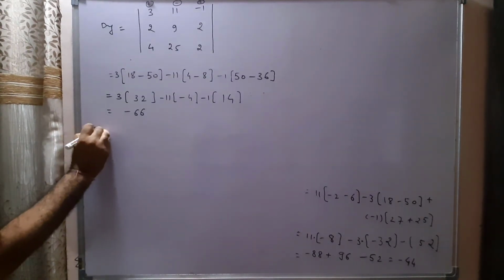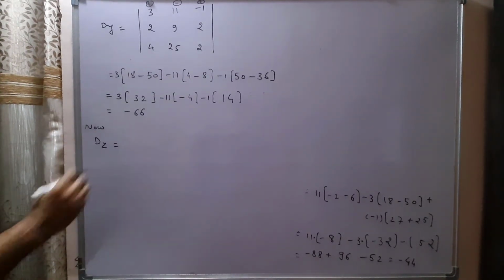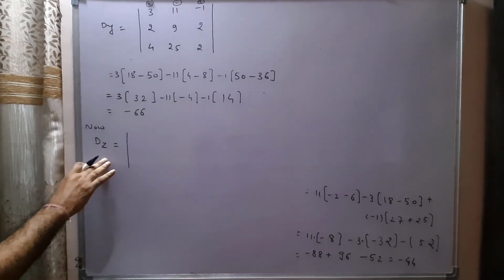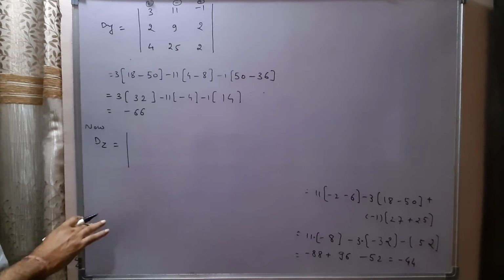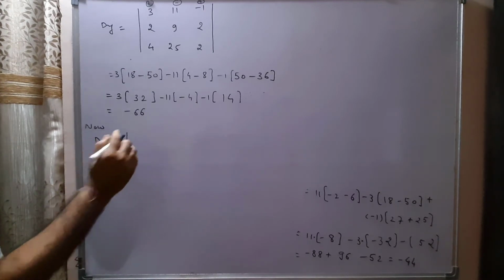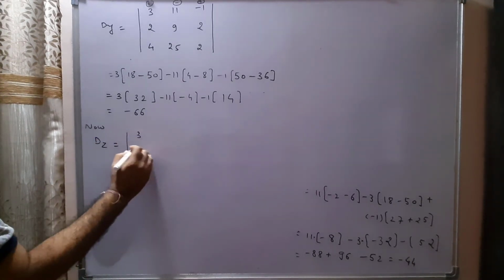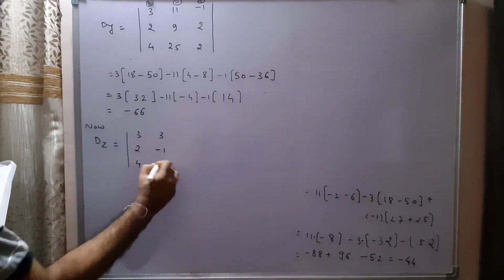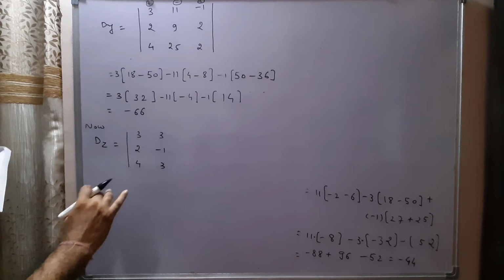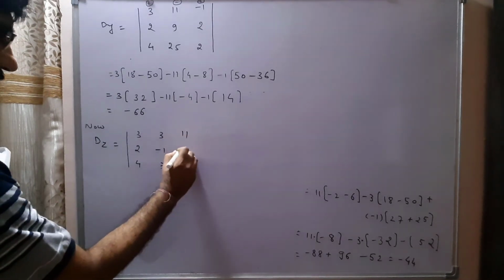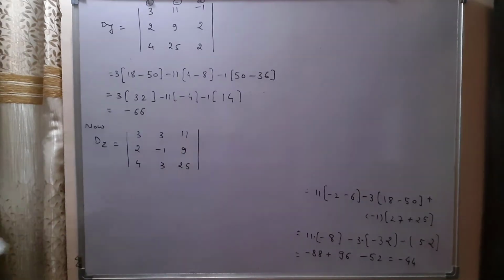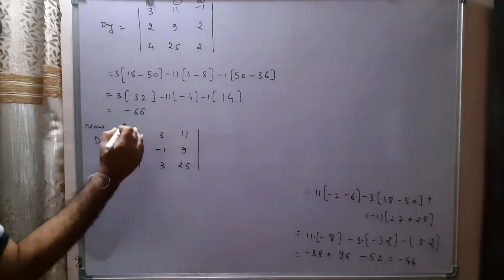Now we find out Dz. Now what is Dz? So Dz means we have to remove the coefficient of z, and we keep the coefficient of x and y as it is. The coefficient of x 3, 2, 4, coefficient of y 3, minus 1, 3, and instead of the coefficient of z we put the constants 11, 9 and 25. So now we will take the calculation.